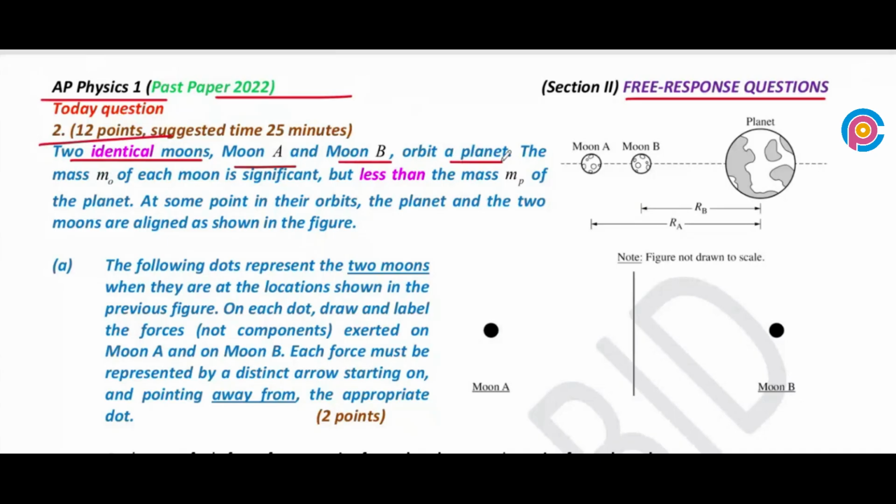B, orbit a planet. The mass m0 of each moon is significant but less than the mass mp of the planet. Both moons have the same mass m0. At some point in their orbits, the planet and the two moons are aligned as shown in a figure. As you can see, moon A, moon B, and the planet. The distance from the planet to moon B is RB, and from the planet to moon A is RA.